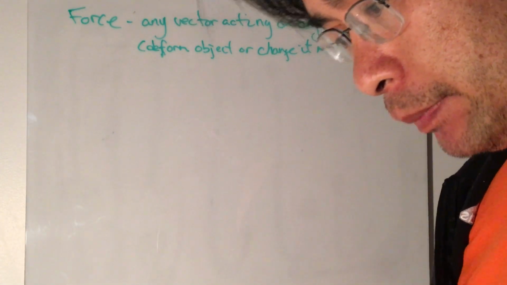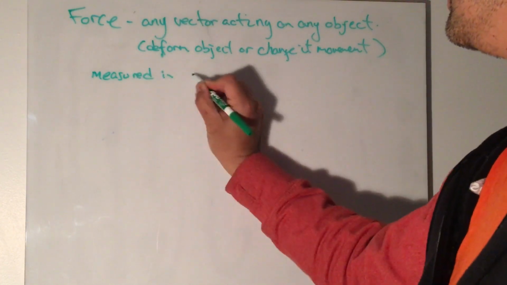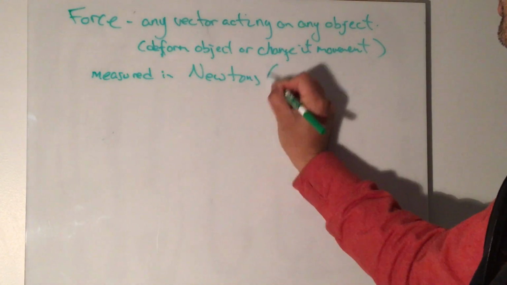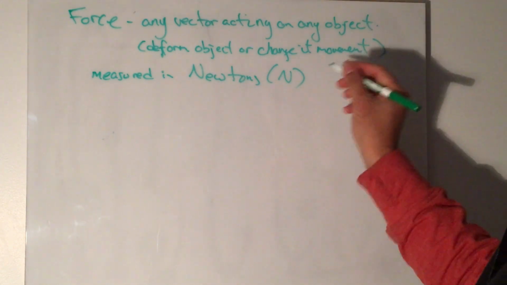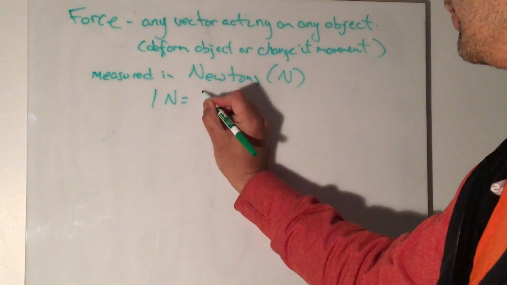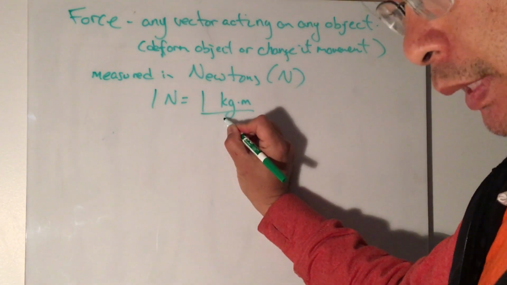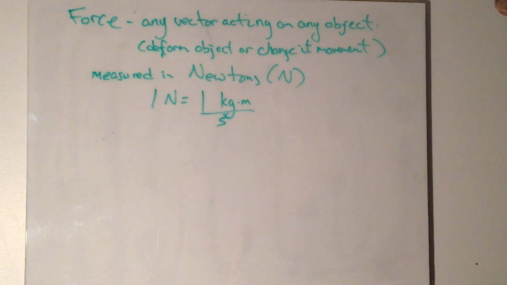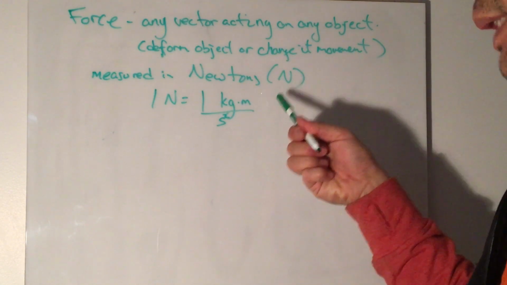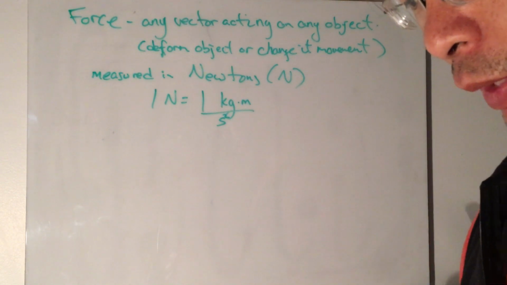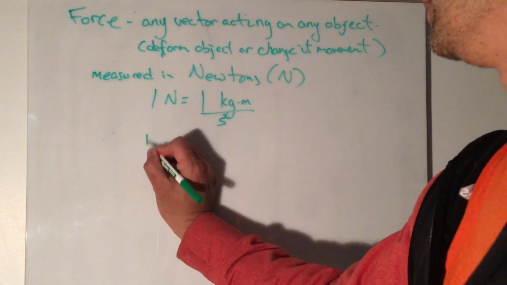Force is measured in newtons. Any force vector is measured in newtons, and 1 newton is equal to 1 kilogram meter per second squared. So it takes into account the weight of the object, the distance, and the time, meters per second squared, and the weight of the object.